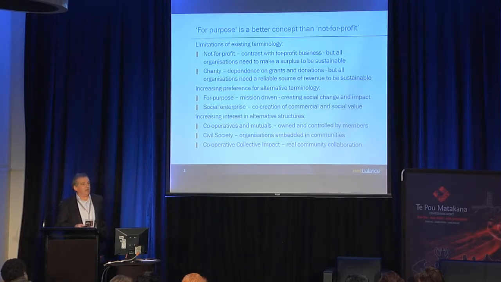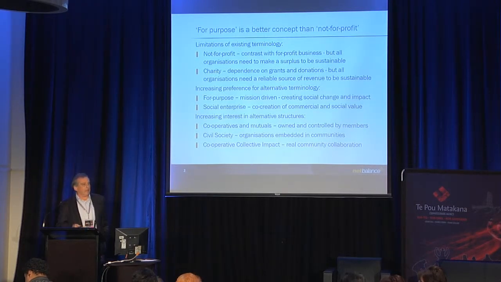In addition to the failure of those terminologies of not-for-profit and charity, I've noticed increasingly people talk about for-purpose organisations. Organisations which are mission-driven, are driven to create social change and create social impact. And we've seen the emergence of social enterprises in many jurisdictions, and we're also increasingly now seeing alternative methods of delivering services. Increasing use of cooperatives and mutuals, much greater talk about civil society, where organisations are embedded in communities, they belong to communities, they're owned by communities.